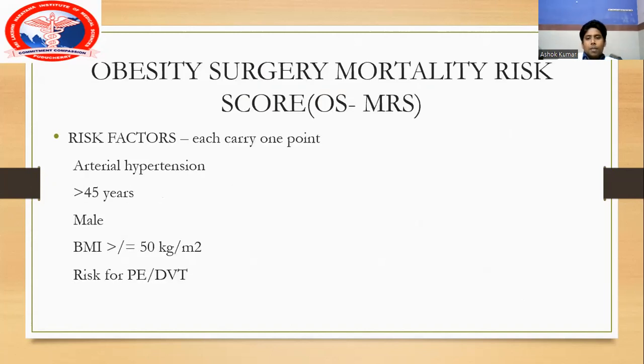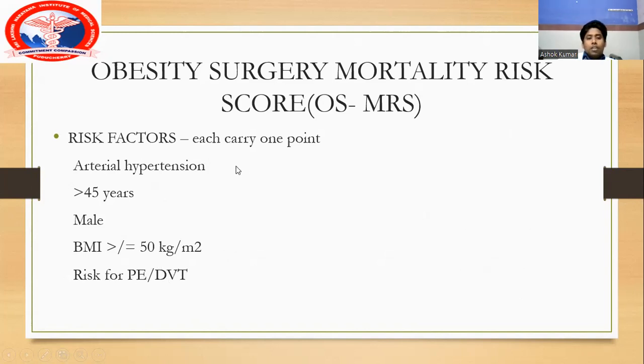So, the obesity surgery mortality risk score. What is it? We are operating on a patient and we have to assess the mortality risk of these patients postoperatively. So there is a score called the obesity surgery mortality risk score. It has 5 components, 5 criteria to be taken into account. Arterial hypertension, if the patient is more than 45 years old, if he is a male patient, and the BMI is more than or equal to 50 kilogram per meter square. If there are any risk factors for deep vein thrombosis and pulmonary embolism.